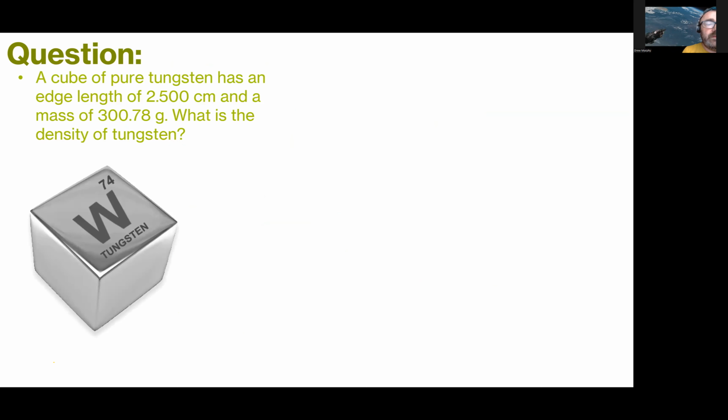Here's one. We have a cube of pure tungsten. We know the cube has an edge length of 2.500 centimeters, and we know it has a mass of 300.78 grams. So here's our data, here's our cube. What is the density of tungsten? This is where we can use an equation. Density equals mass over volume. We got to find the mass, this was given. We got to find the volume. Volume, we have edge.